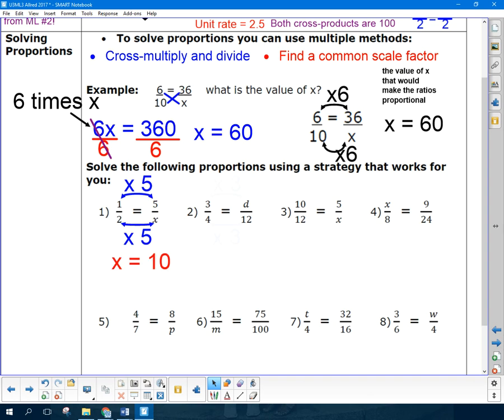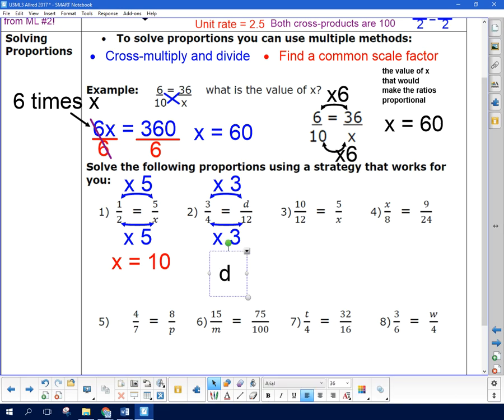Number 2, I want to see what you got for number 2. I love to see. Tell Edpuzzle what you got for number 2. That's right. You can use the common scale factor there. I know that 4 goes into 12 3 times. So D must be 3 times bigger than 3. So D has to be 9.